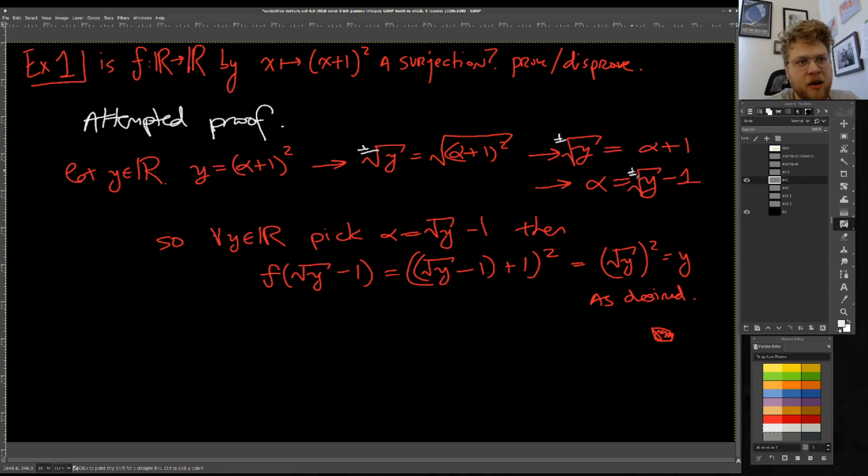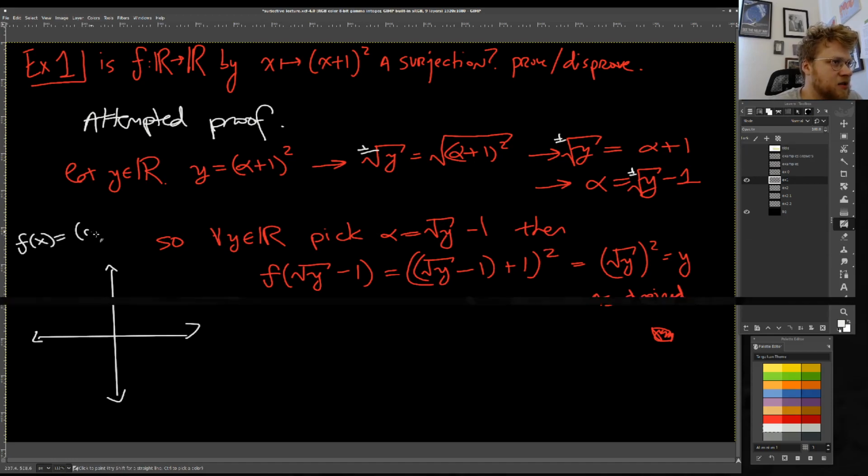But it doesn't matter. Now it looks like we're given two choices for y, right? So that's not really the issue. The issue isn't really that we need to throw in a plus minus. It's actually something more fundamental than that. Pause the video and see if you can see what the problem is, because this function is not surjective. If we look at the graph here, f of x is quantity x plus 1 squared.